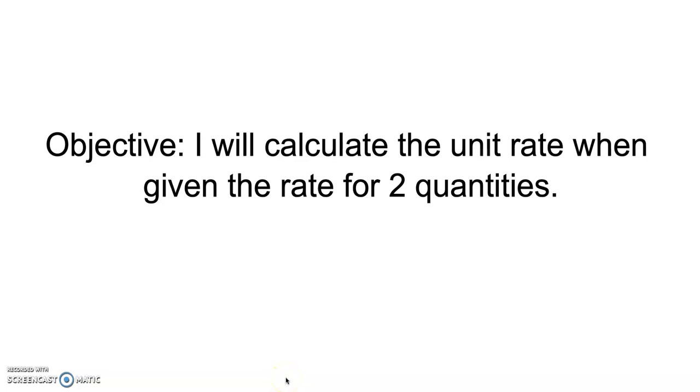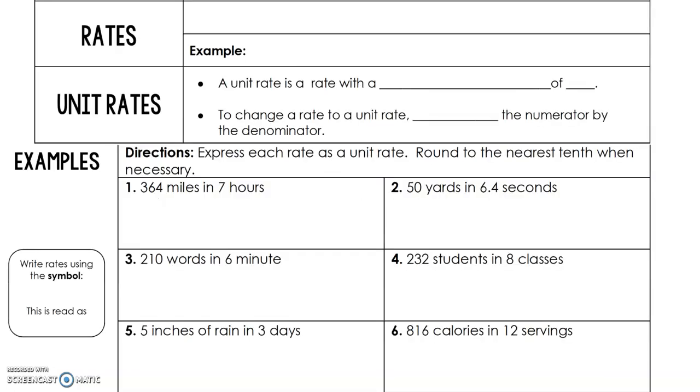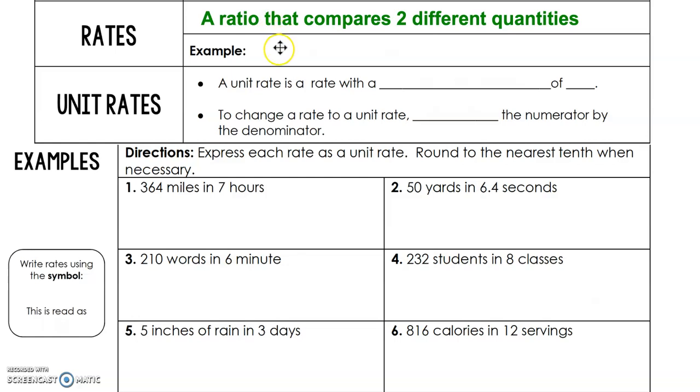In this video, we will calculate the unit rate when we're given the rate for two quantities. So remember what a rate is from our last video. A rate is a ratio that compares two different quantities. For example, if we have 10 miles for every 4 hours, that's a rate. But it's not a unit rate. A unit rate is going to be a rate with a denominator of 1.